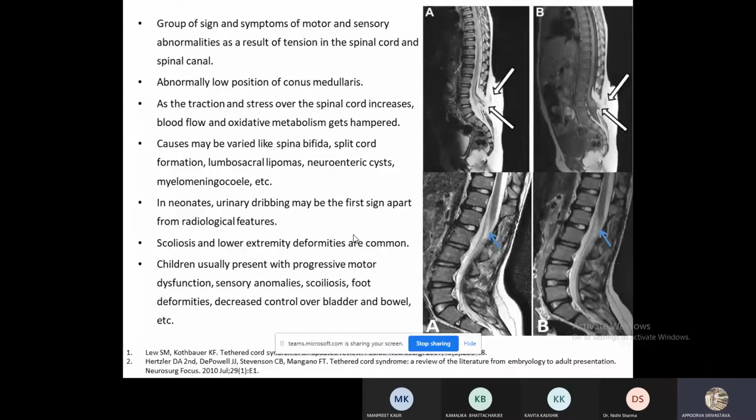In neonates, urinary dripping may be the first sign apart from radiological features. Scoliosis and lower extremity deformities are common. Children usually present with progressive motor dysfunction, sensory anomalies, scoliosis, foot deformities, decreased control over bladder and bowel, etc. These are the images of tethered cord.